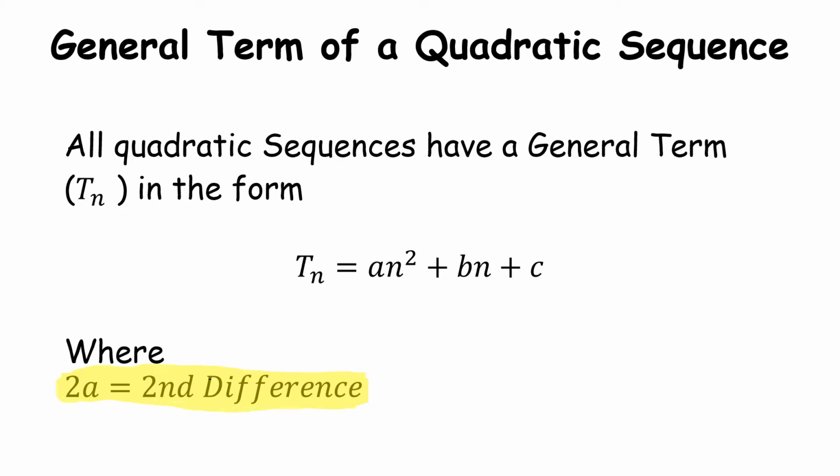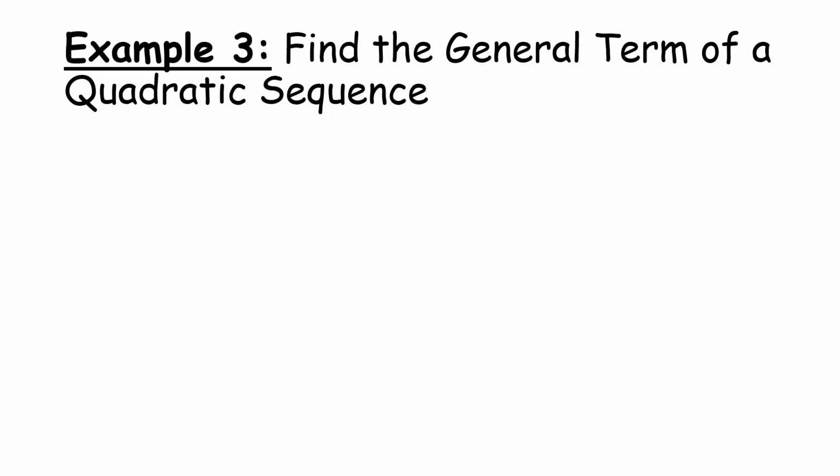This question is actually quite a difficult one because of everything which is involved in it. We do see it appear on the paper, so it's important that you remember this formula here and also this key piece here, that 2a is equal to the second difference. So now let's look at an example to find the general term of a quadratic sequence.